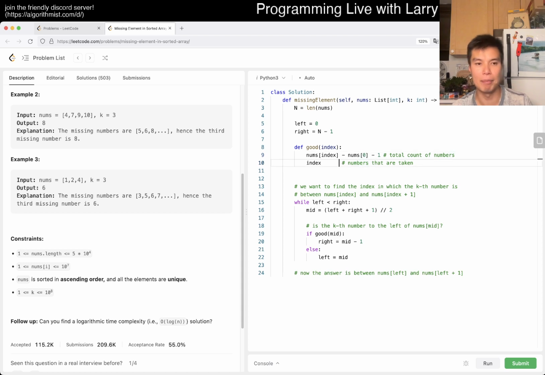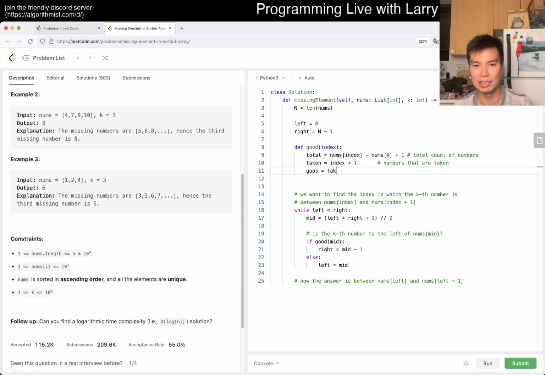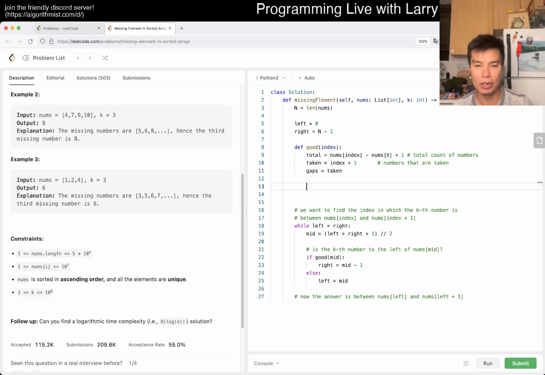And then the index is the number of numbers that we used. So in this same case, 0 to 3, let's just keep it this way, right? So 0 to 3 is this number of numbers inclusive. And then the third index is going to be index plus 1, because that's the number of numbers that includes the current index as the number, right? So yeah, total is equal to this. I'm writing it out so that maybe it's easier, and then gaps is equal to total minus taken, right? So that's the number of missing numbers to the left of index, right?